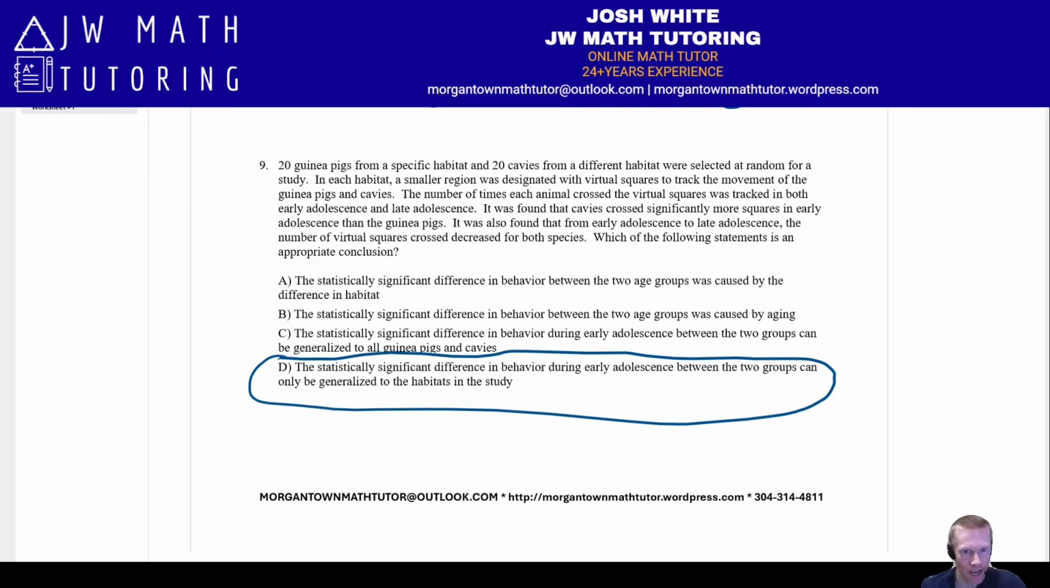All right, so part A: this difference in behavior between the two age groups, meaning differences between early adolescence and late adolescence, was caused by difference in habitat. There's no way of knowing that or proving that. The only way you would be able to determine this is if you somehow controlled for all of the other factors in the experiment and basically isolated it down to that one specific factor, the difference in habitat, causing this behavior. But there's no mention of that, so this does not make sense whatsoever.